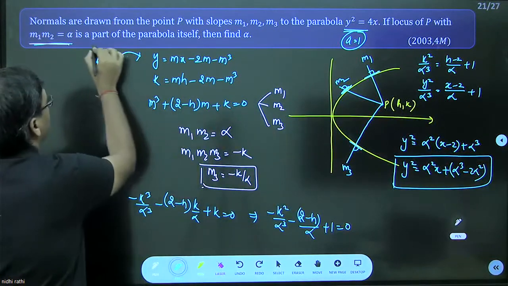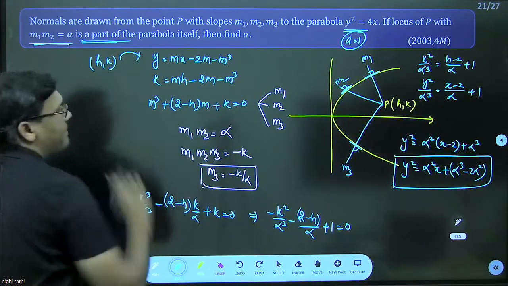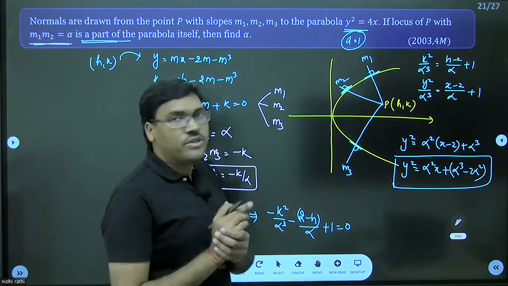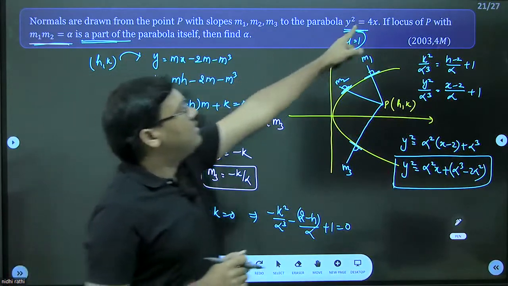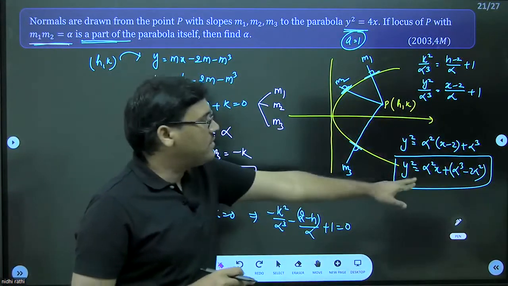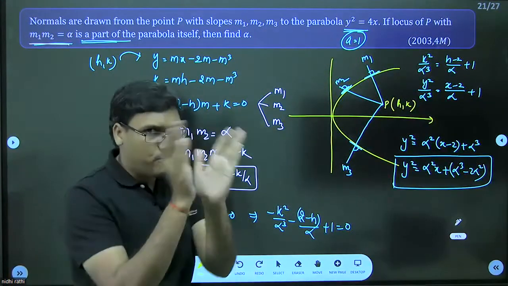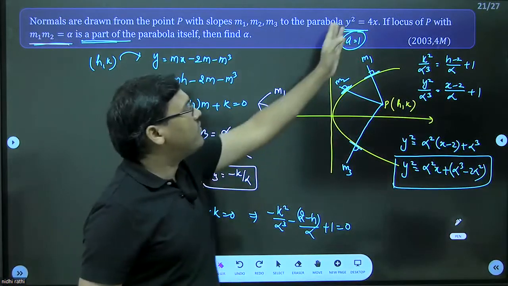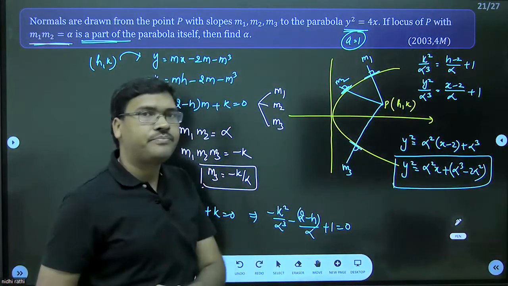Condition क्या है? The locus is a part of parabola. जो locus बन रहा है that is part of this given parabola. अब आप खुद सोचो अगर ये part of parabola है, ये जो locus है, this is part of this parabola only, मतलब उसका कुछ part इससे match हो रहा है. That means equation of this and this should be same.